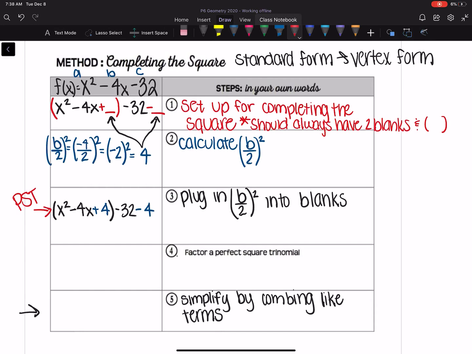So my fourth step here, I want to factor my perfect square trinomial. If I've got x squared minus 4x plus 4, I know that x squared is a perfect square, and I also know that 4 is a perfect square. So when we used our factoring method, our shortcut was to take the square root of the first and last term, and then we also take the sign of the middle term.